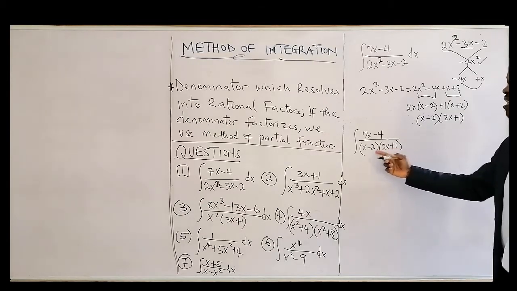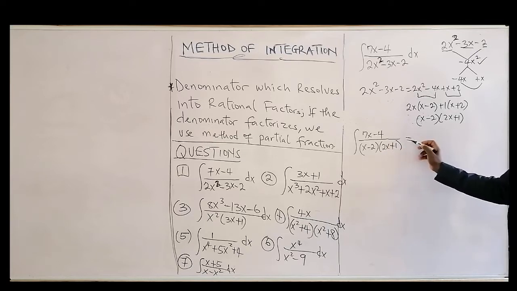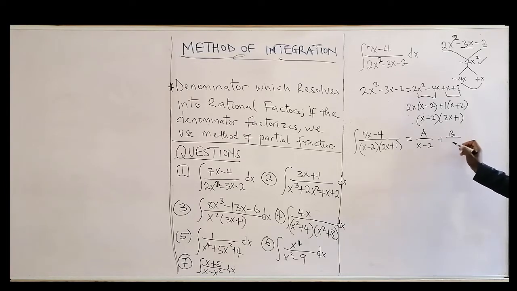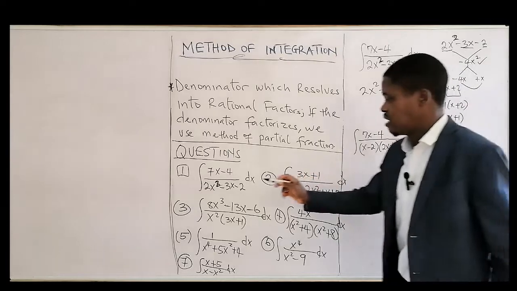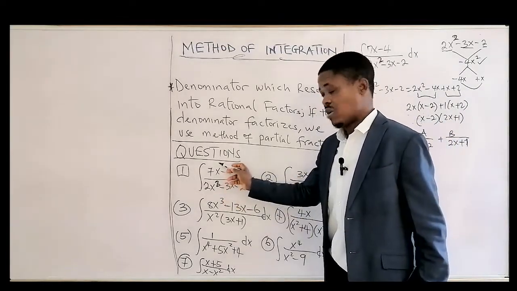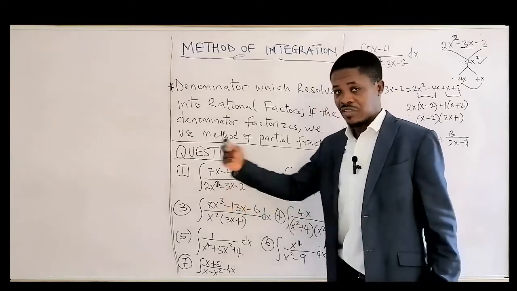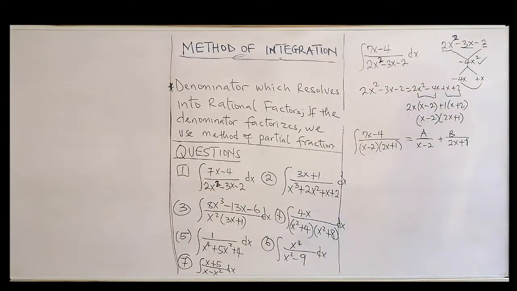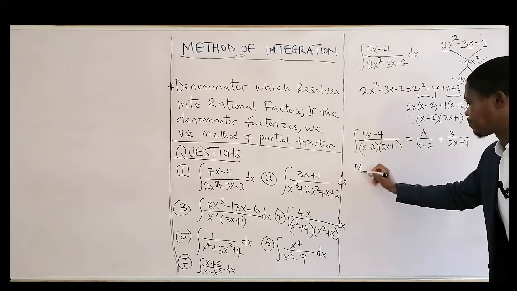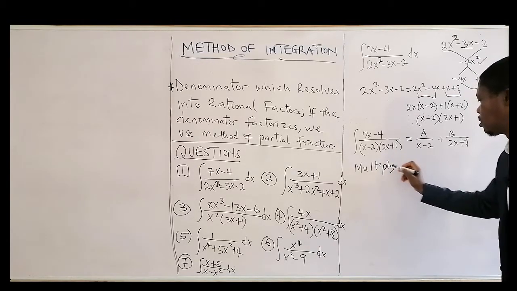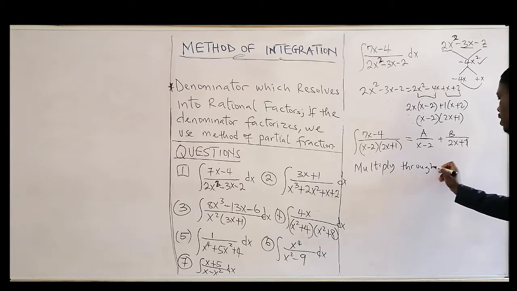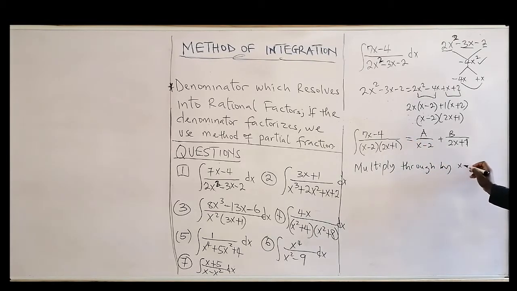We discussed in that video that when you have linear factors in the denominator, it is equal to A over one of the linear factors plus B over 2x plus 1. Don't forget that the degree of the denominator is higher than the numerator, and your denominator is factorizable. Then that calls for partial fractions as a first step. Then multiply through by the common factor, which is (x minus 2)(2x plus 1).